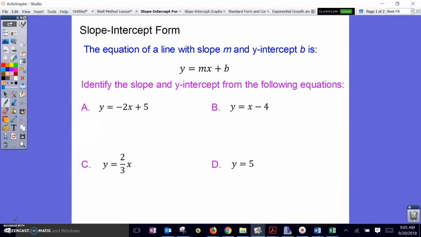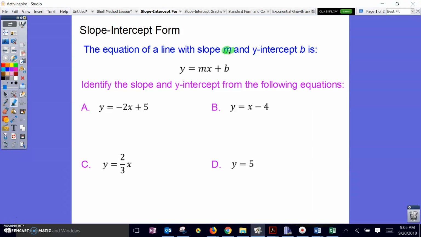Alright, welcome back everybody. In this video we're going to talk about slope-intercept form of a linear equation. And this is a form that everybody should be familiar with. And we'll start by simply stating what it is. The equation of a line with slope m and y-intercept b is y equals mx plus b.